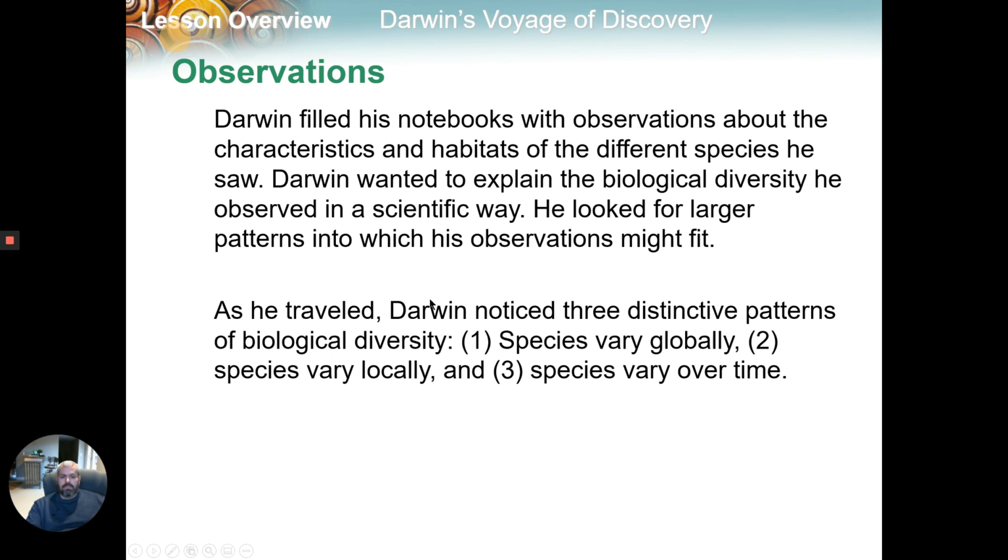These are the three primary patterns he noticed of biological diversity. Remember, biological diversity is the different types of life, all life, any living thing. In Biology A, you should have discussed what was considered living and what's not living. But let's talk about these three distinctive patterns. We know that species vary globally, species vary locally, and species vary over time.